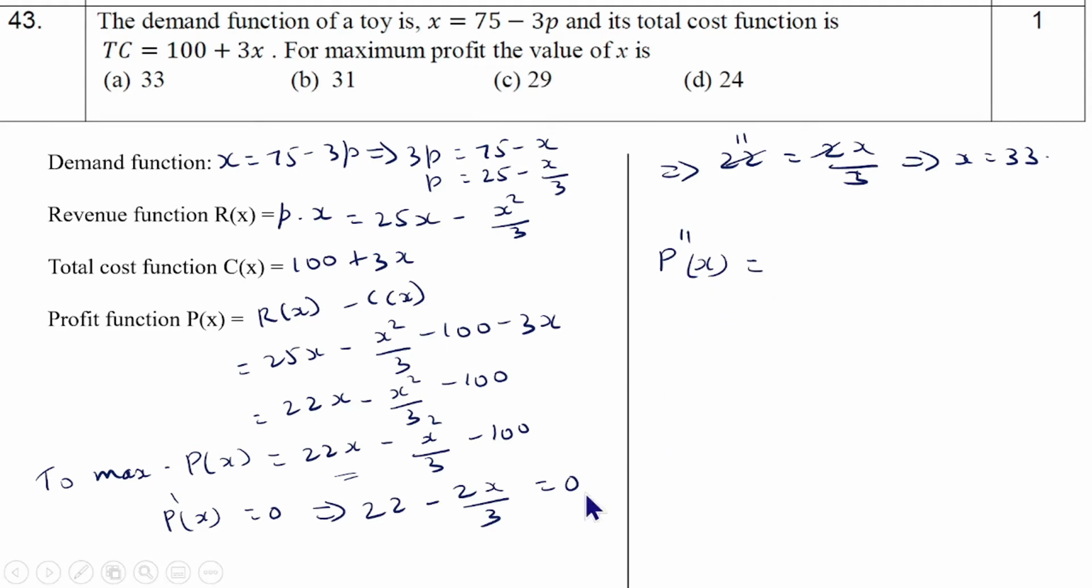So P double dash of X will be the derivative of this function. We have to differentiate this function with respect to X. So P double dash of X is equal to minus 2 by 3. This is less than 0. So X is equal to 33 is a point of local maxima.